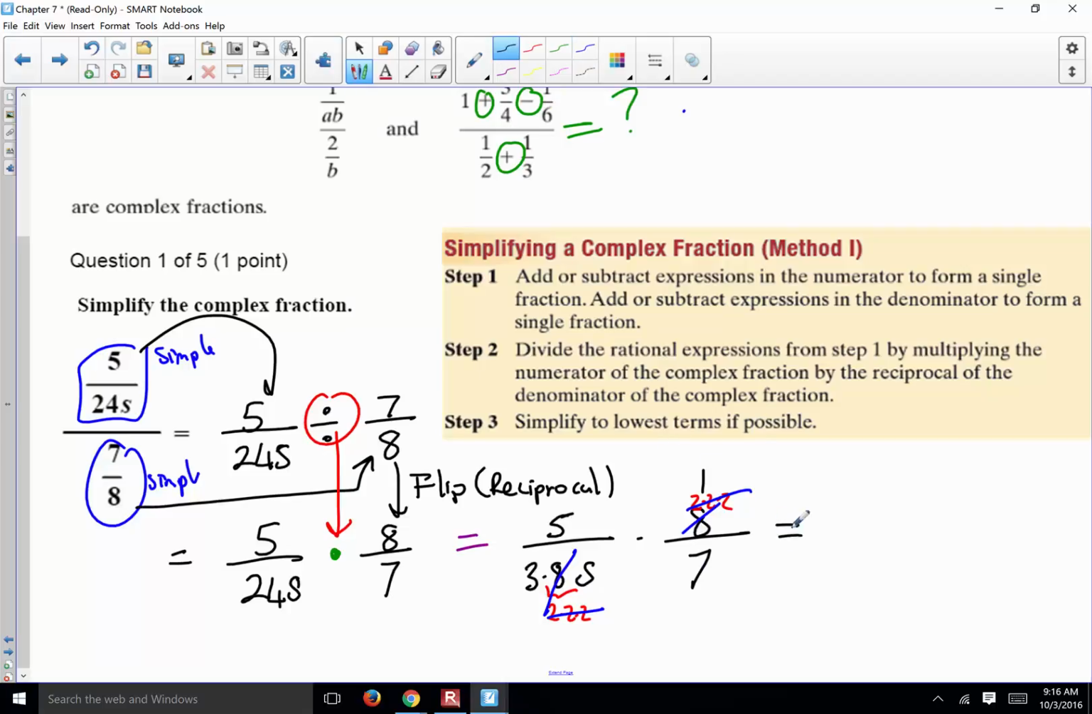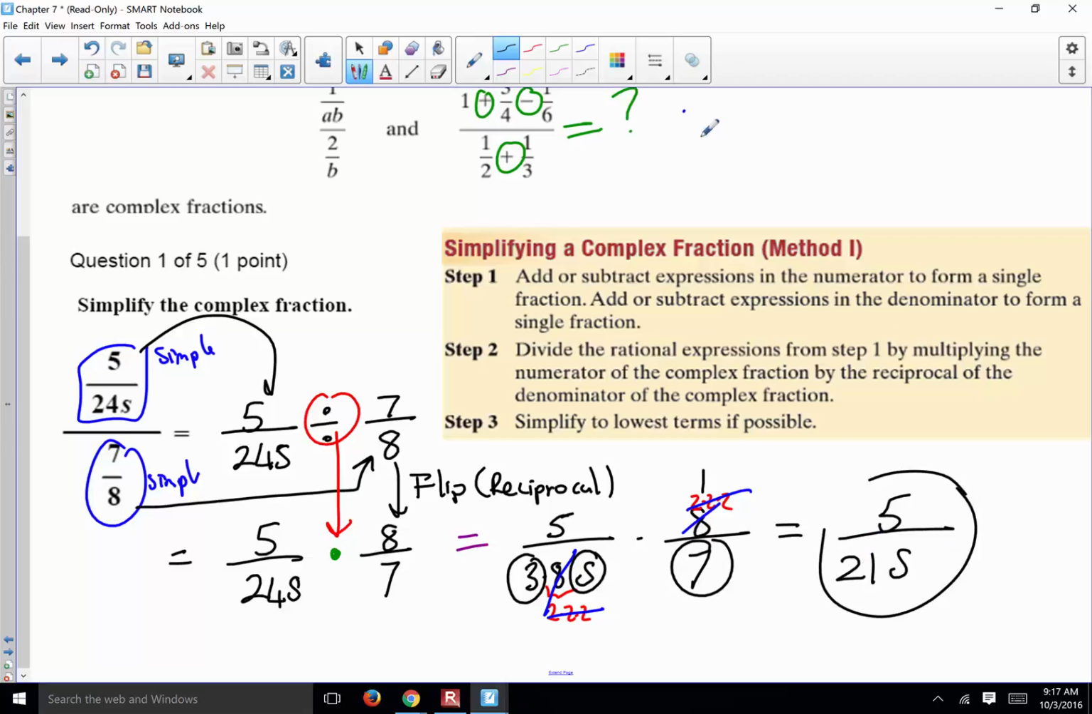This is 1. 5 times 1 is 5, and 3 times 7 makes altogether what? 21. Okay? This is our final result. Alright. From now on, I'm going to skip this part.